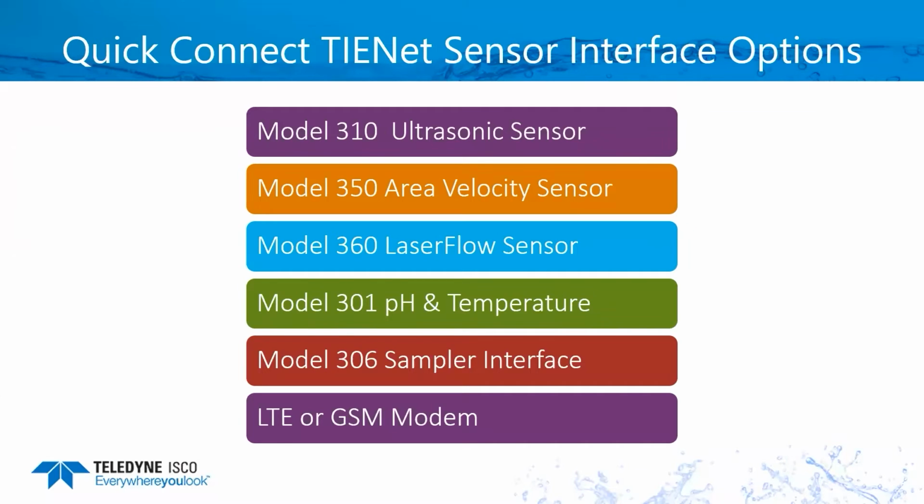And then we also have the 306 sampler interface, which allows us to tie into the ISCO samplers for flow pacing, for your stormwater monitoring, pre-treatment if you need to take sampling. And then we can also have the optional modem, the LTE or GSM modem. So the nice thing is, if you decide to add a modem later, it's all plug and play. You can open it up, add the modem at any time.